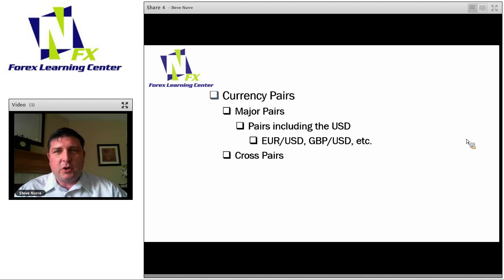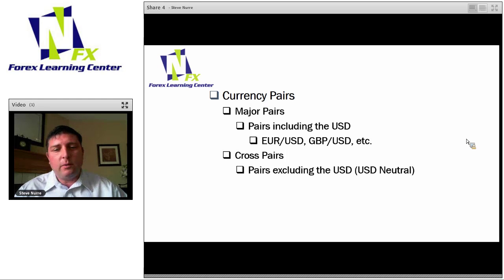We'll also use terms like cross pairs, and this will be a big part of class as we go through, which are pairs that exclude the US dollar, which we call dollar neutral pairs, and we'll explain why a little bit later. That would be your euro pound, your pound yen. So major pairs and cross pairs. Everything is done in pairs.